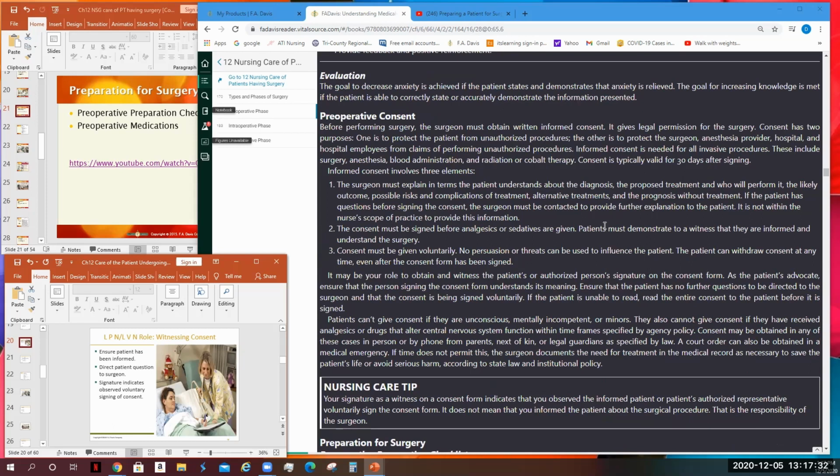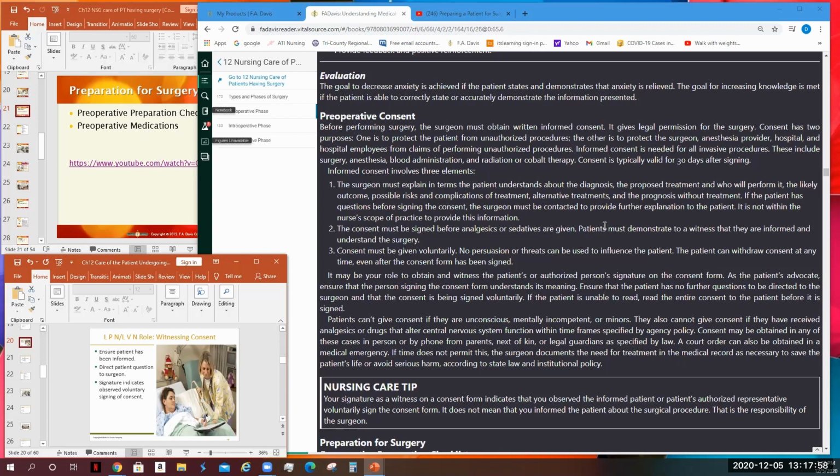Evaluation. The goal is to decrease anxiety. The goal to decrease anxiety is achieved if the patient states and demonstrates that anxiety is relieved. The goal for increasing knowledge is met if the patient is able to correctly state or accurately demonstrate the information presented.